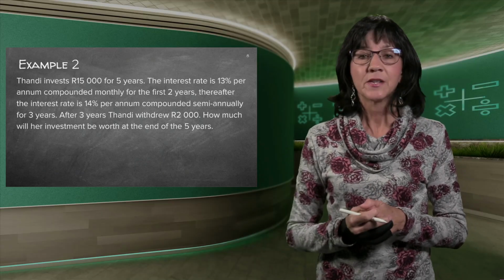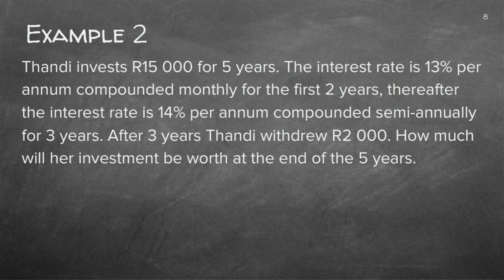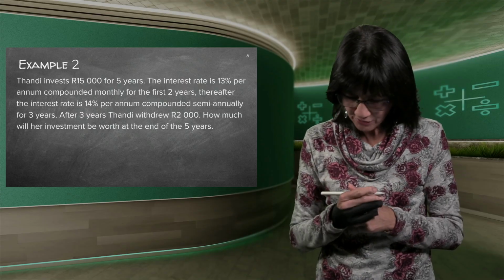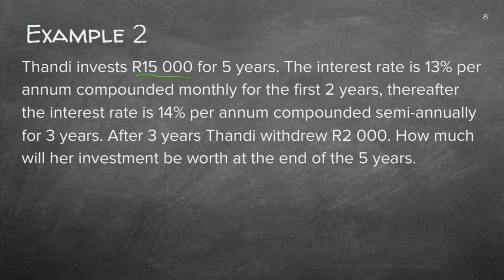Good. Now this example 2 is now actually money changes and interest rate changes. So this is the most difficult one you can get. And you'll see it's not difficult at all. It's just that you need to summarize it carefully on your timeline. So let's read it. Tandi invests 15,000 Rand. So I know that is the P because she starts off now in the beginning for 5 years. That is my N.